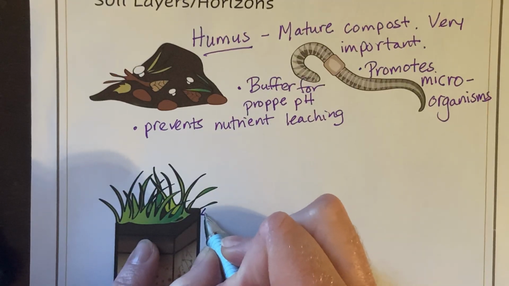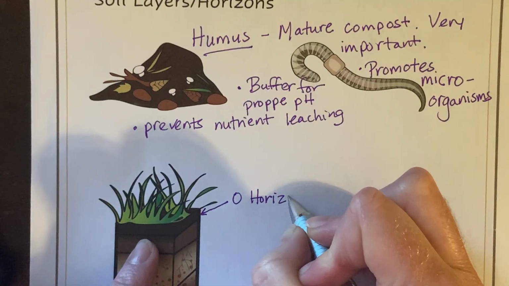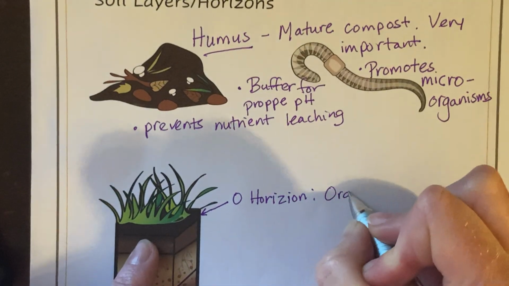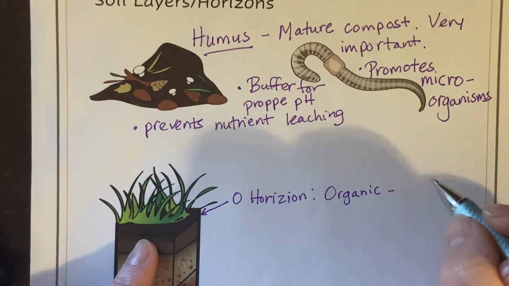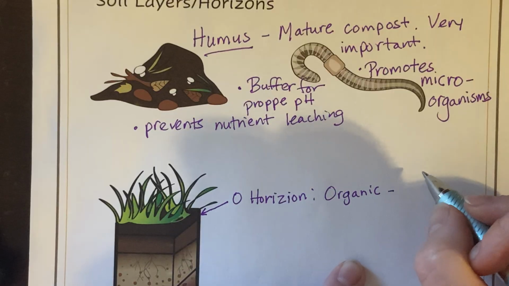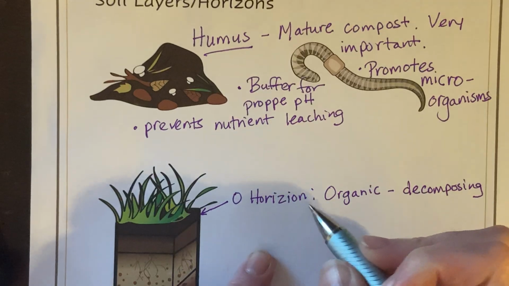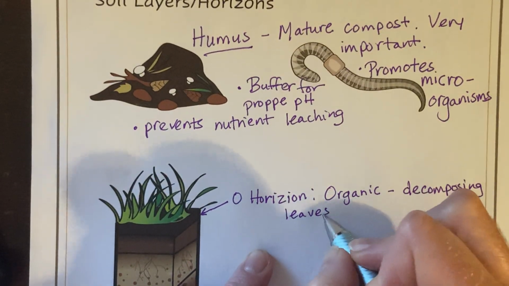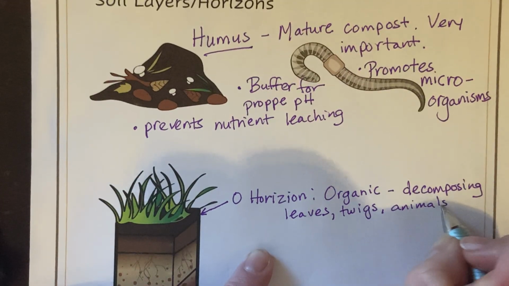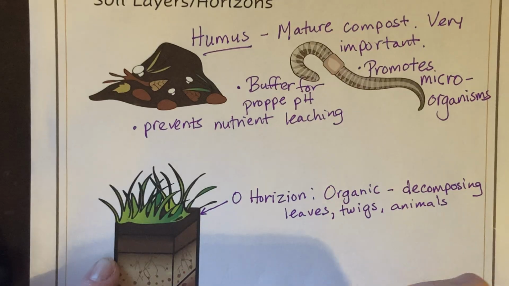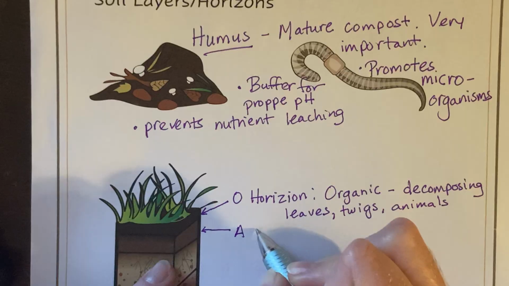So the very top here is our O horizon. And it is the organic layer. Not organic meaning living thing. So it has your decomposing twigs. Well, actually mostly leaves. So decomposing leaves, twigs, and if there's any dead animals, your dead animals are going to decompose into the O horizon. Now your humus can be on the O or it can be on the A horizon.